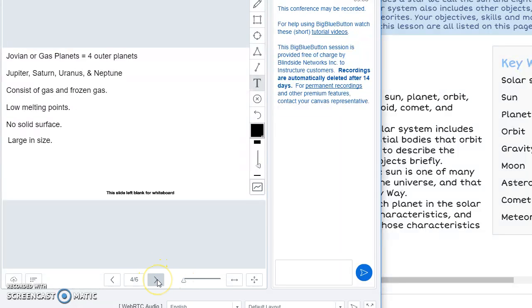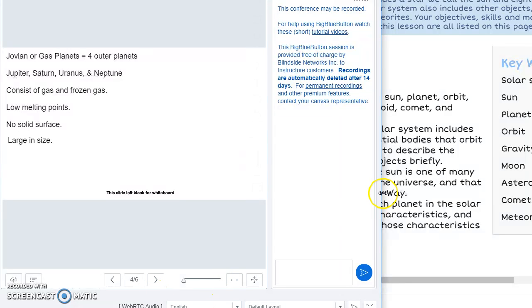Now, with our Jovian planets, we have the opposite. Jovian are our gas planets. We have the 4 outer planets. They are Jupiter, Saturn, Uranus, and Neptune, and they consist of gas and frozen gas and have low melting points. That's why they're so far away from the sun, because it's colder, because it doesn't take as much heat for them to melt. So they're able to form further away from the sun. So therein, they have those low melting points. They have no solid surface. They may have a solid surface when you get fairly far into the core in terms of depth, but no solid surface on the outside because they're gas. And they are fairly large in size because our solar system consists mainly of gas.